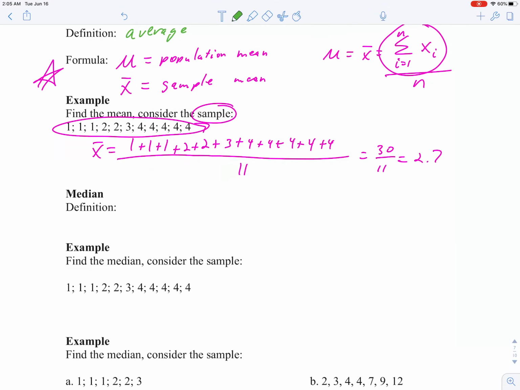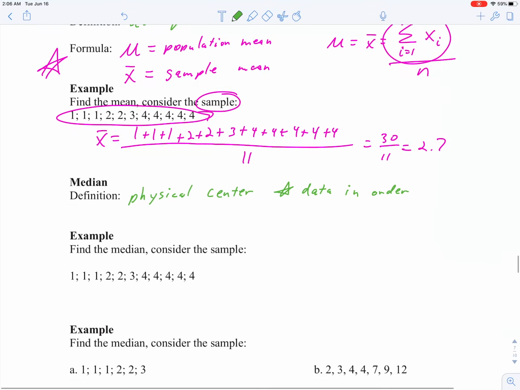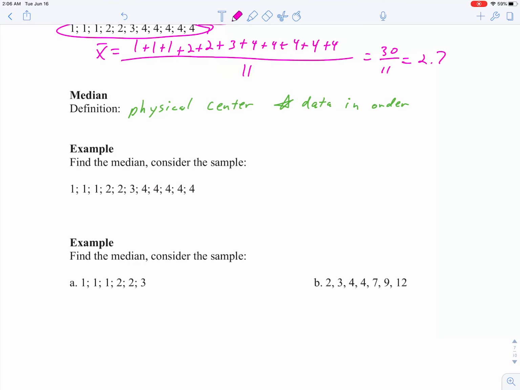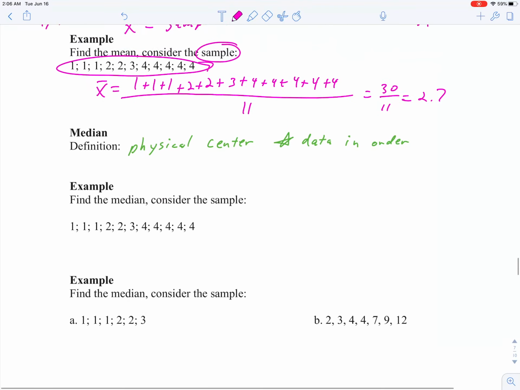All right, next term here, median. So median, again, is the physical center of your data. The important thing here is the data must be in order, right? From lowest to highest, left to right. Once that's in order, then you can find the physical center. So we've got a couple examples here. We're going to find the physical center of these data sets.